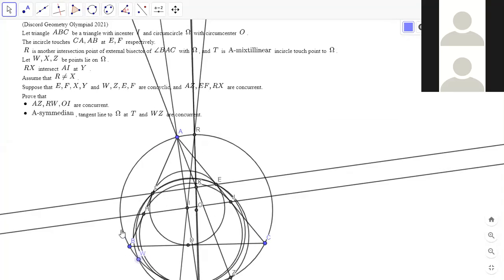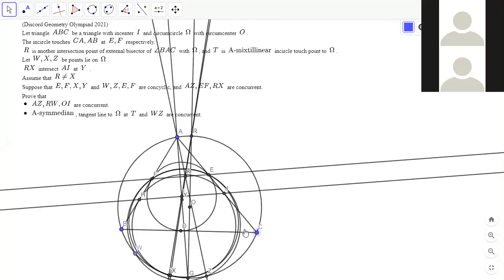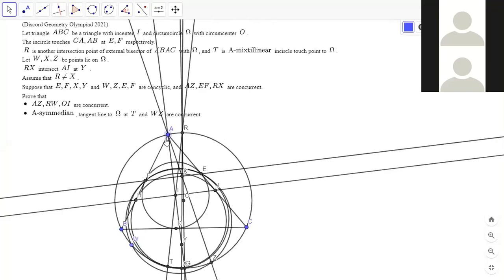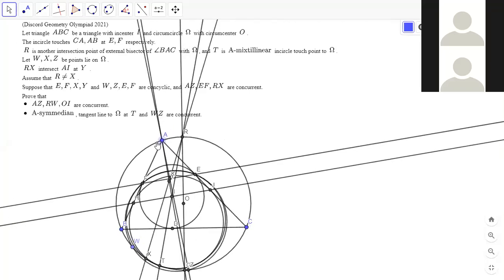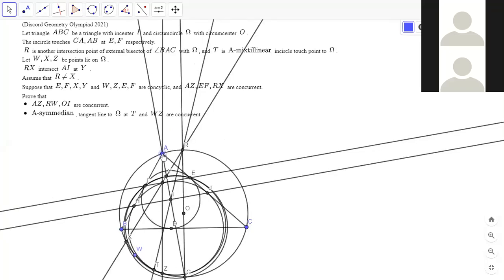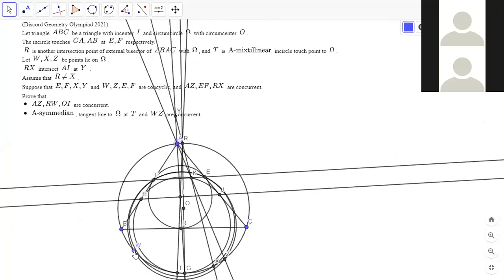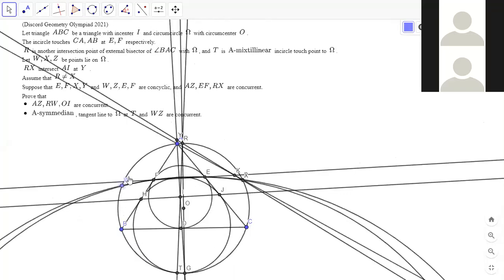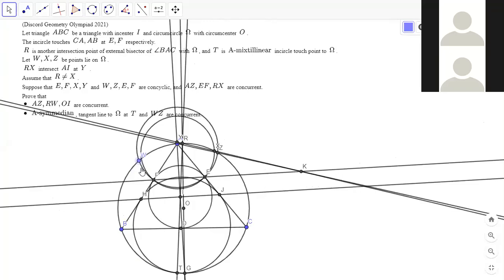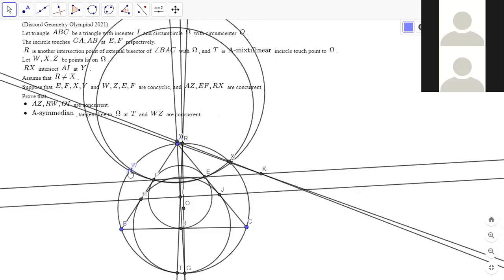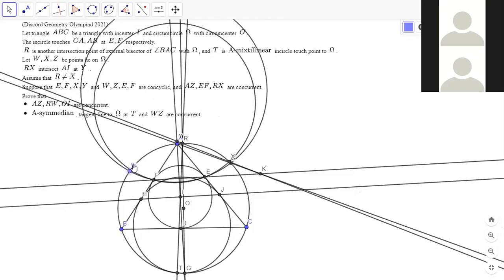So if I move the W point down, then, but then EFXY. This is hard. Well, Z is not variable, so we can draw a circle of ZEF. Yeah. Okay, we draw it. Oh yeah, I drew it. So we want EFXY to be cyclic.